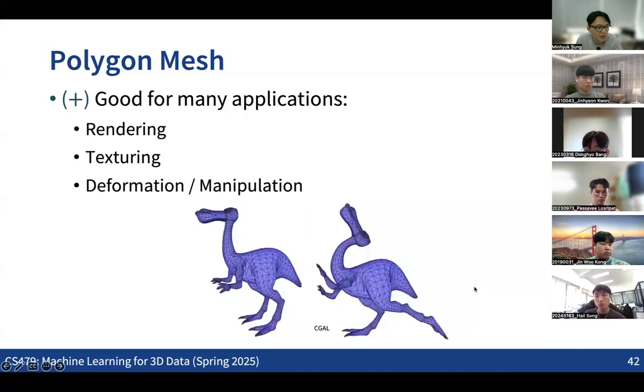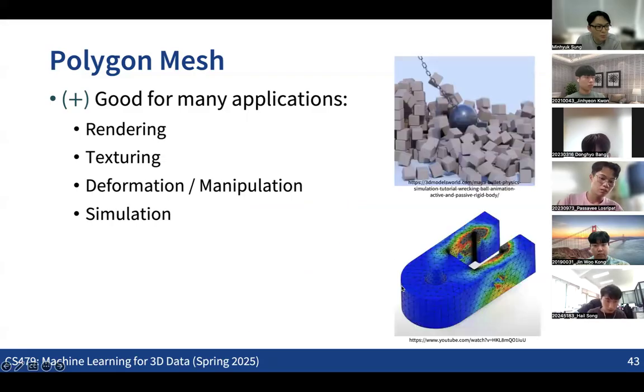Also in terms of manipulation or deformation, when you have surface information, it becomes much easier to do manipulations. We are also going to discuss deformation, probably in the last week of this course. So it's good for manipulation, and also for physics simulation. Obviously, having this surface information can be really good. So mesh has lots of advantages in terms of being applicable to many applications. That's the good side.